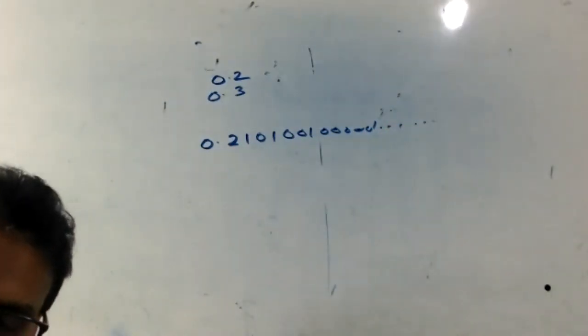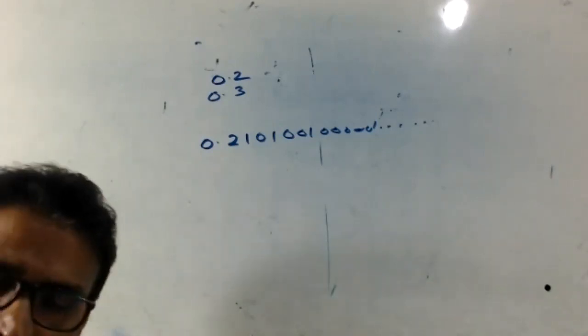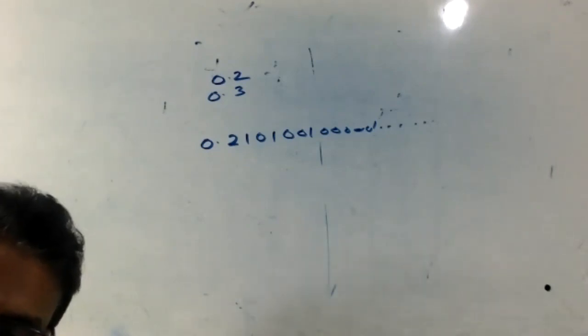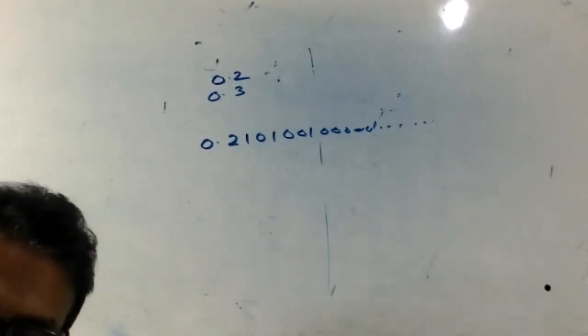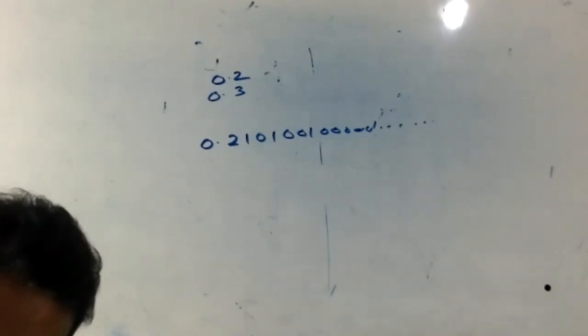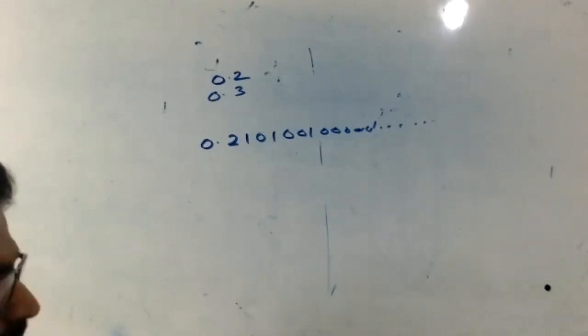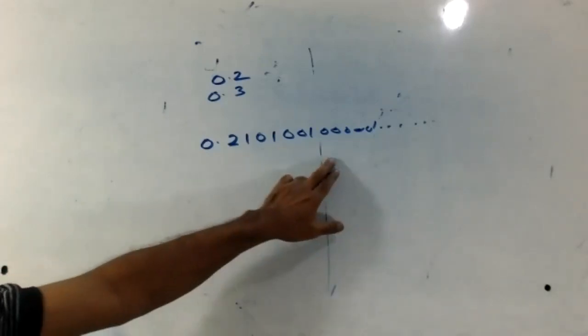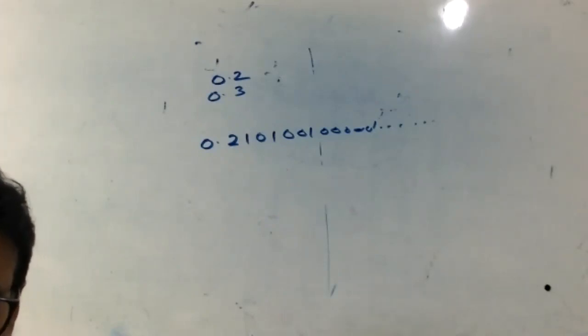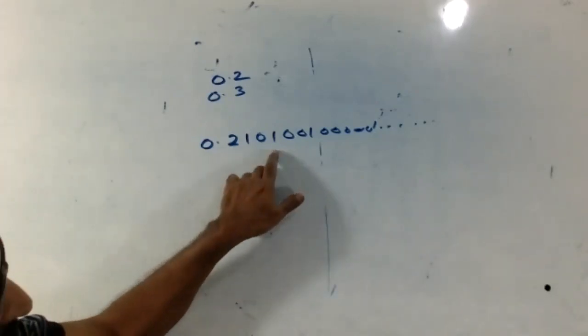Because irrational, listen, the expansion of an irrational number is what? Non-terminating, non-repeating, right? So you should not write a repeated one. Don't write 0.21, 0.21, 0.21. No, not like that. Okay, it is non-terminating, non-repeating.